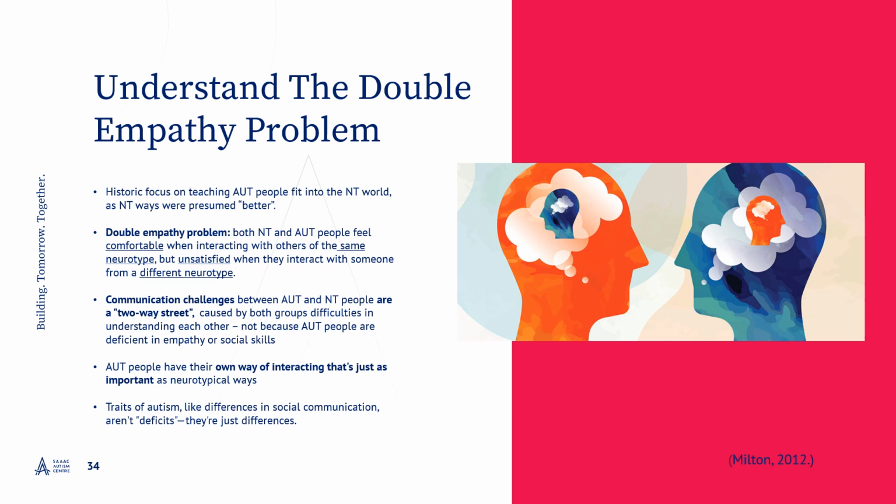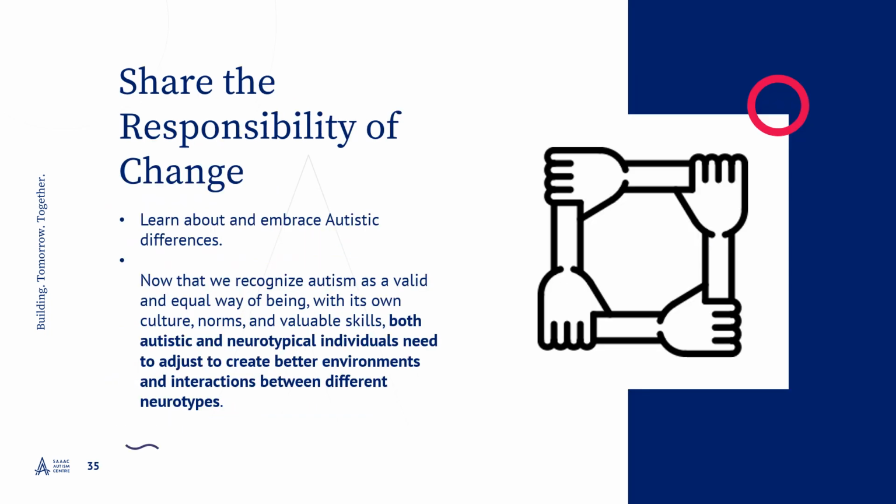Traits of autism, like differences in social communication, aren't deficits, they're just differences. So, if autism is a valid and equal way of being, with its own culture, norms, and skills, both autistic and neurotypical individuals need to adjust and create better environments for interactions between different neurotypes. It shouldn't all fall on autistic people to make neurotypical people more comfortable. It should also fall on neurotypical people to do the same.